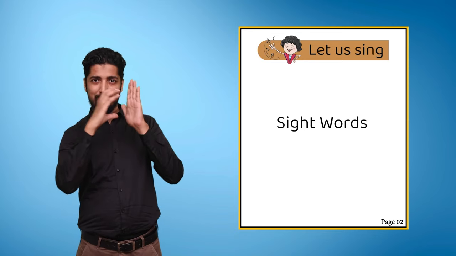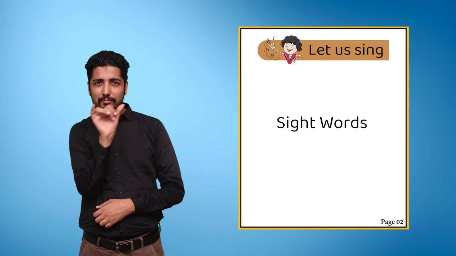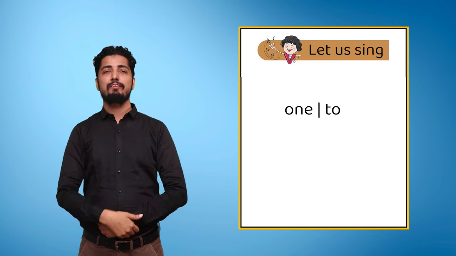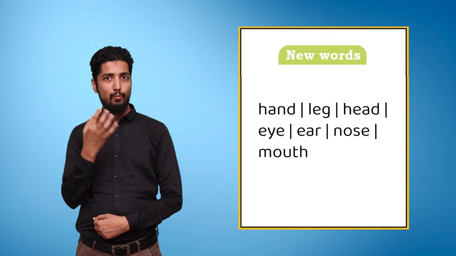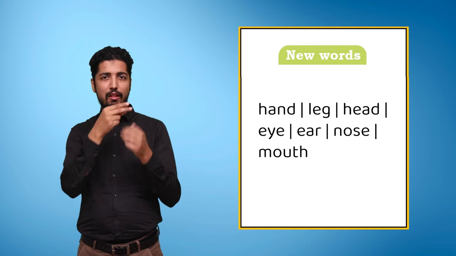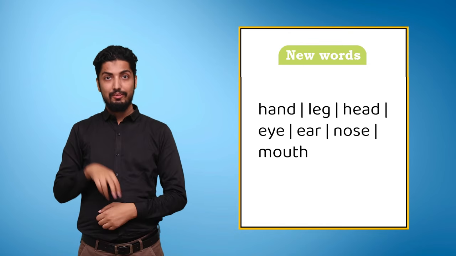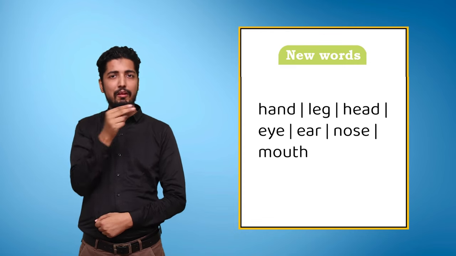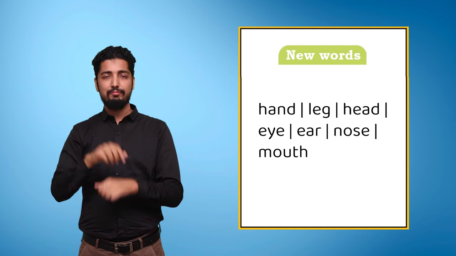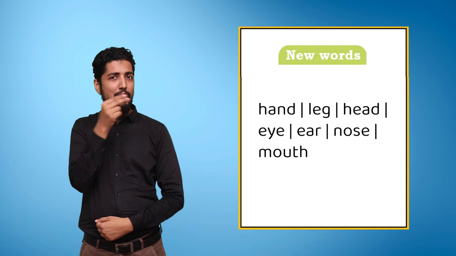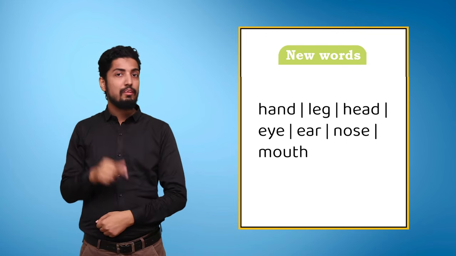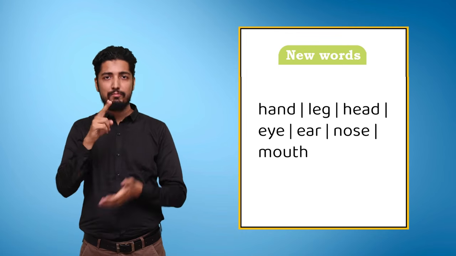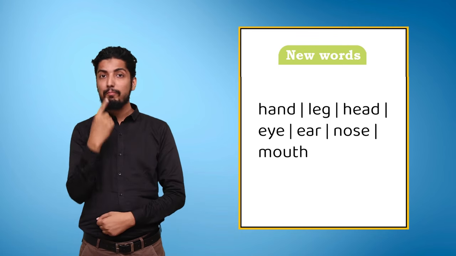Sight words. 1, 2. New words. Hand. Leg. Head. Eye. Ear. Nose. Mouth.